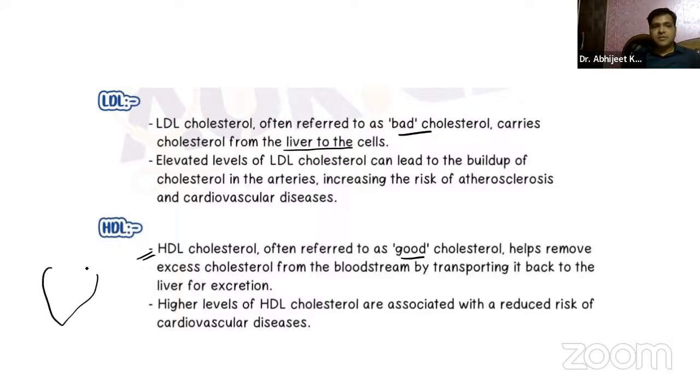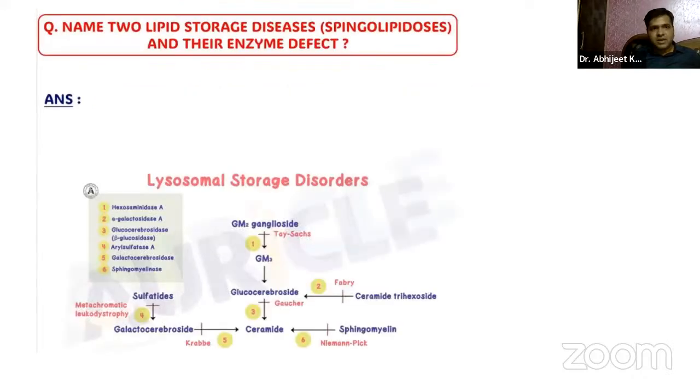For example, this is the liver and this is the bloodstream. So extra cholesterol is basically carried down to the liver. It does not allow the extra cholesterol to stay in the blood. It takes the extra cholesterol from the blood into the liver and helps in excretion. So obviously the HDL is very good. If it is more than 40, the levels automatically indicate a decrease in the risk of cardiovascular diseases. So that's all for today, guys.